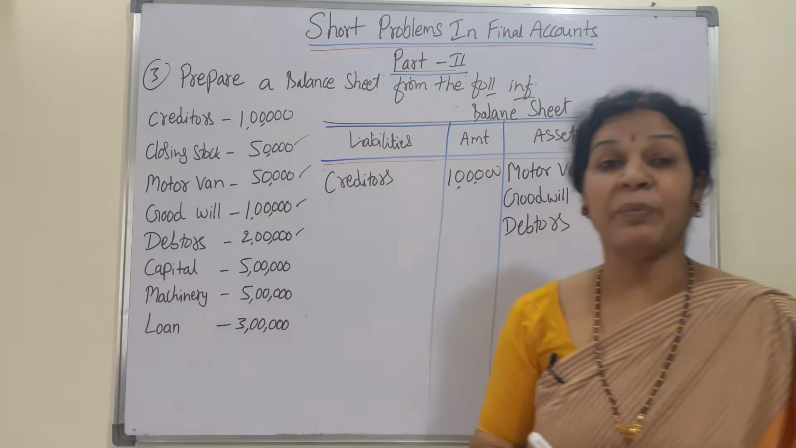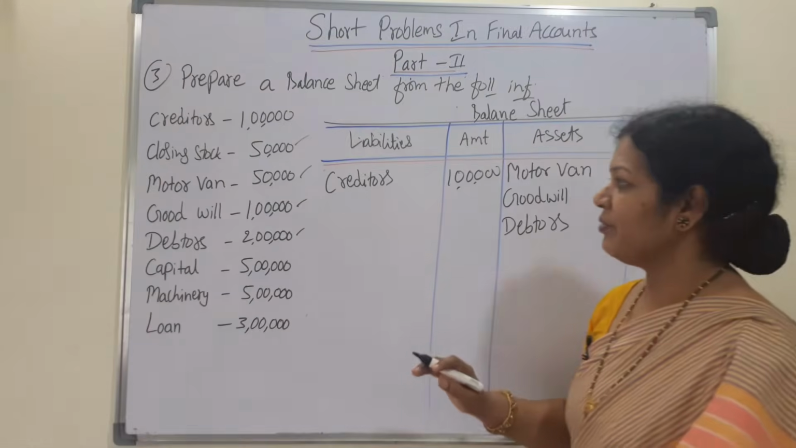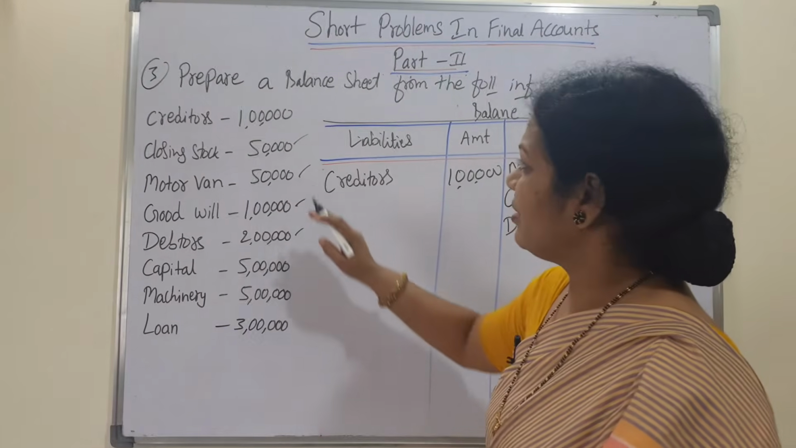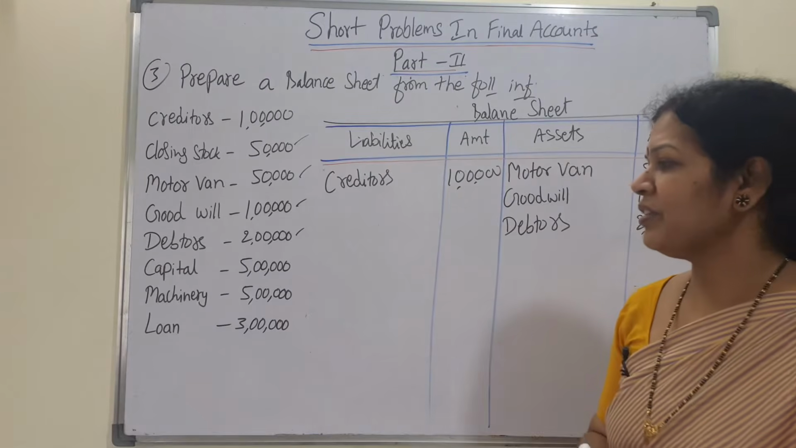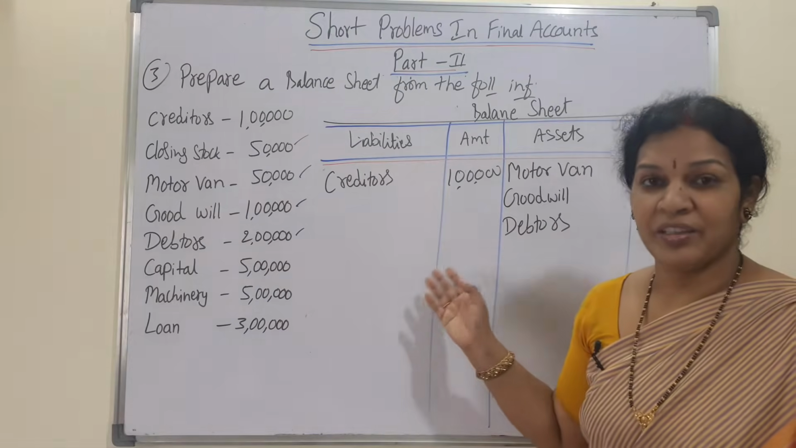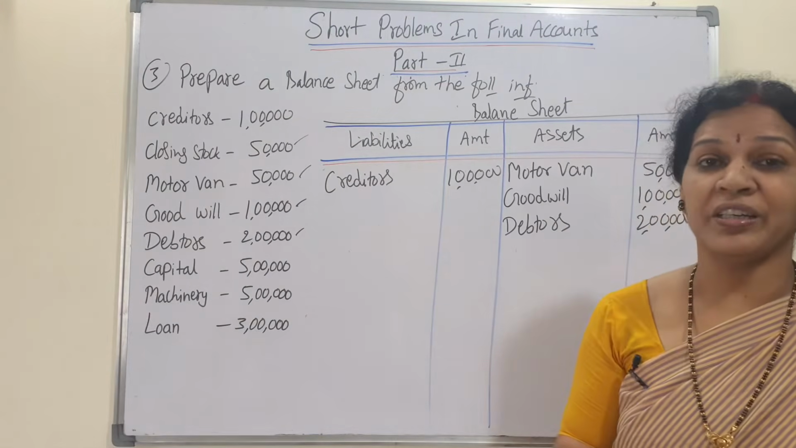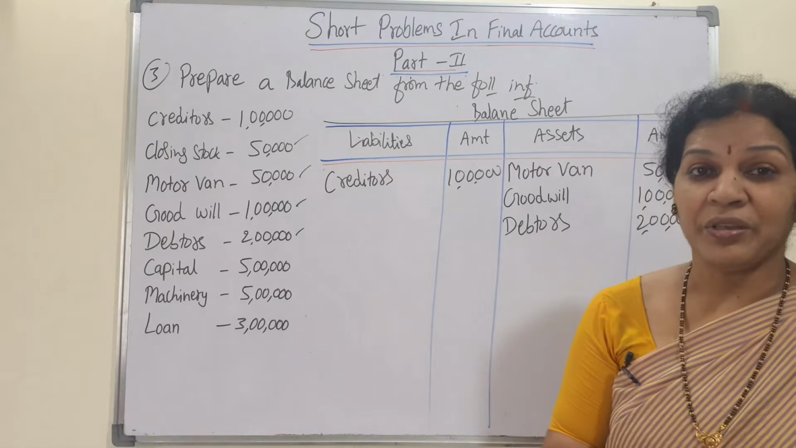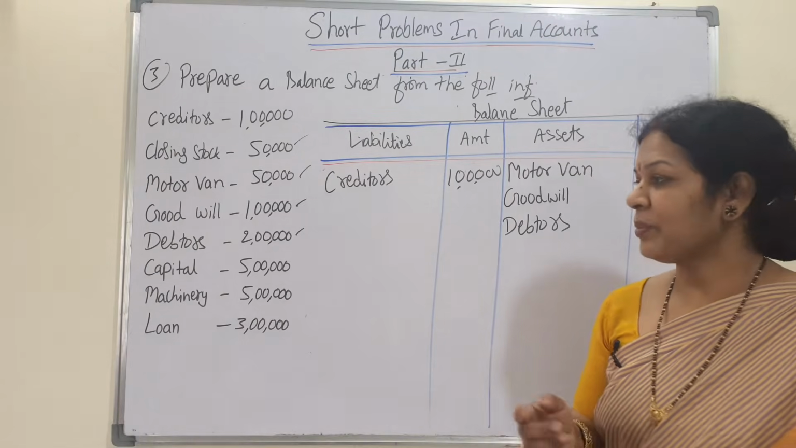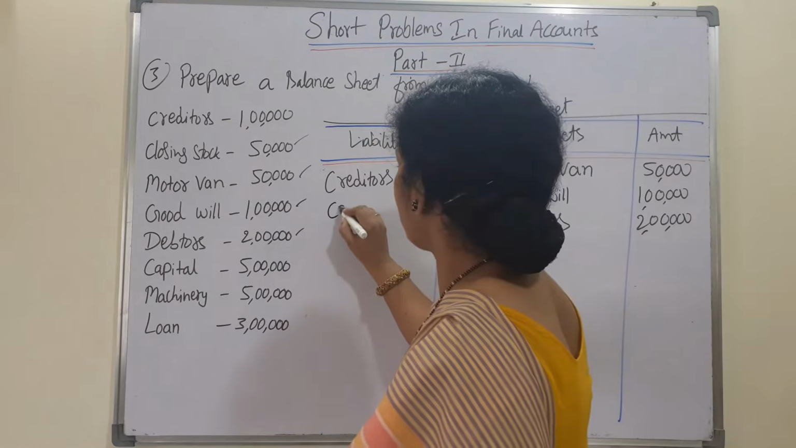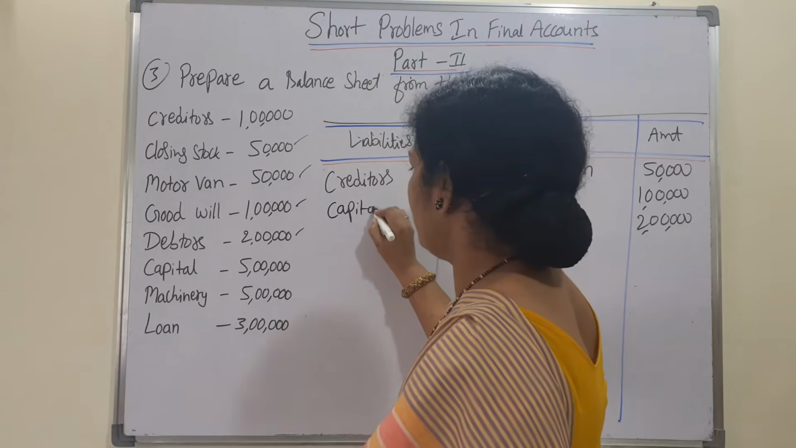Next, capital. Capital is a liability. So we'll write it on the liability side. Is there any net profit or anything given? No. So we can write directly in the outer column. Generally capital is always written in the inner column, so that you can add net profit or net loss. Here no net profit is given, so we will write it directly in the outer column, capital 5 lakh.